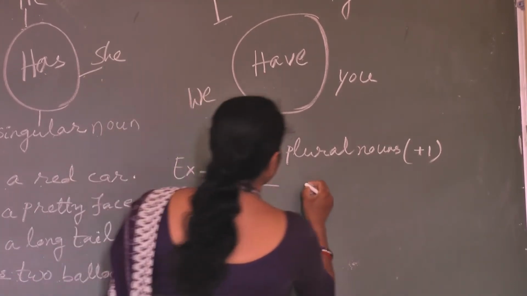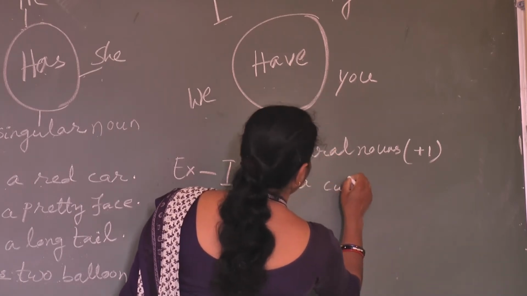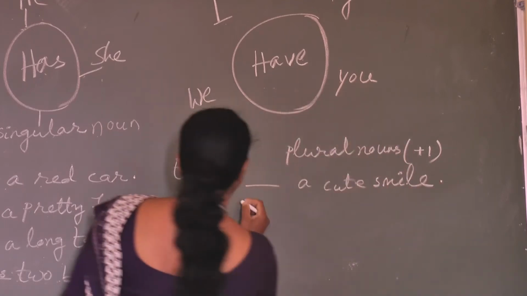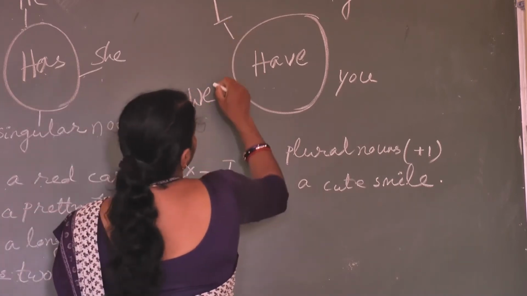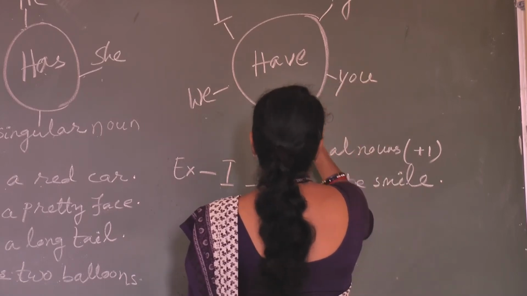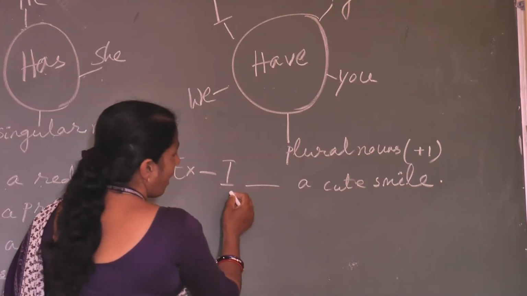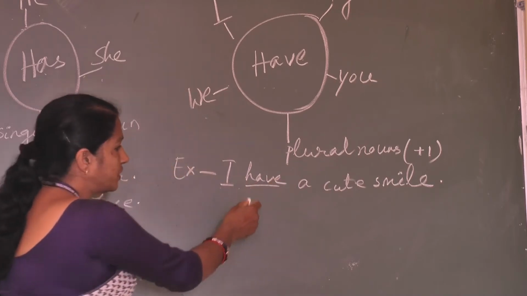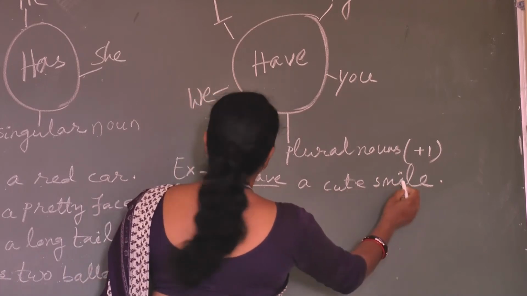I dash a cute smile. See, children, the word I is here. What are we using for I? Have. We are using have for I. So you have to use have here. I have a cute smile. Repeat after me, children. I have a cute smile.